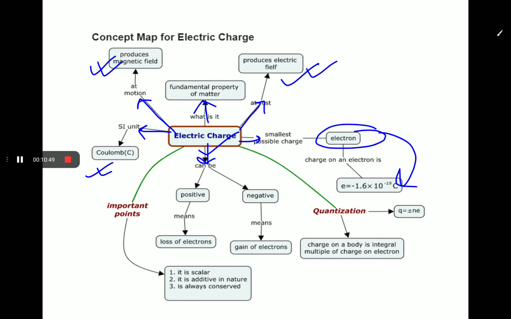Charge can be positive or negative. Positive means simply loss of electrons, and negative means simply gain of electrons. Now, charge is a scalar quantity. It is additive in nature, and it is always a conserved quantity, that is, constant. Now, electric charge is quantized in nature. It means it is a quantized quantity. That means the charge on a body is an integral multiple of the charge on an electron.